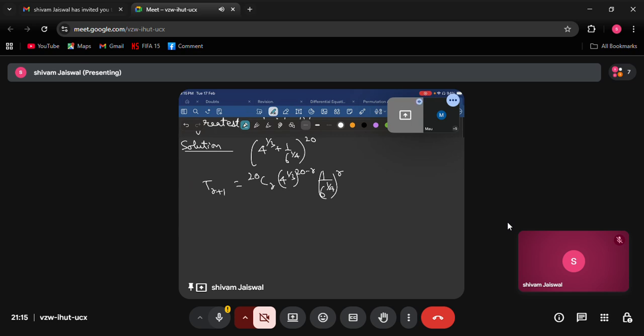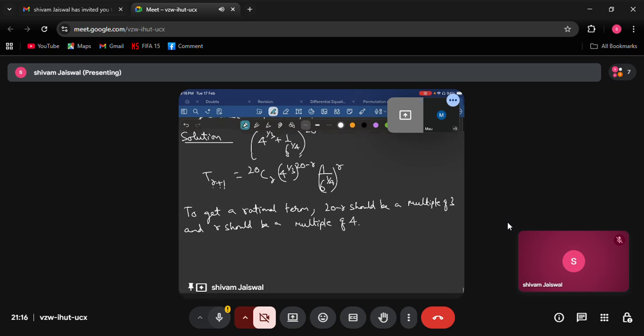Over here, to get a rational term, 20 minus r should be a multiple of 3, and r should be a multiple of 4. Okay, so you people tell me.